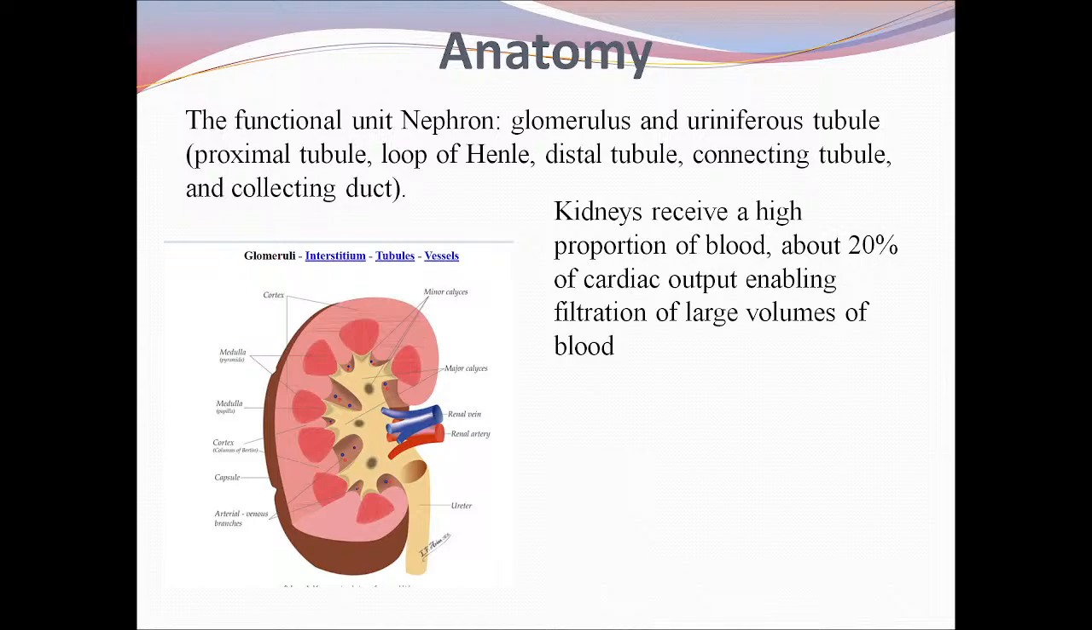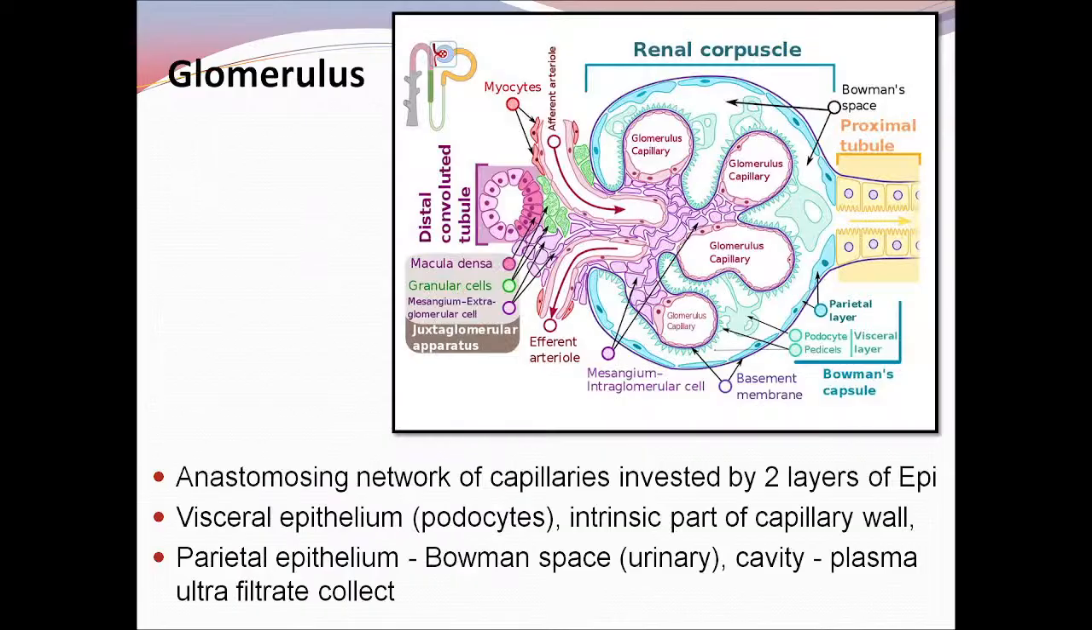Basically, we divide kidney diseases into glomerular diseases and tubulointerstitial diseases. This is because common etiologies and common events occur in each, so that is why we divide them into these types. So what is the glomerulus? You all must be knowing.